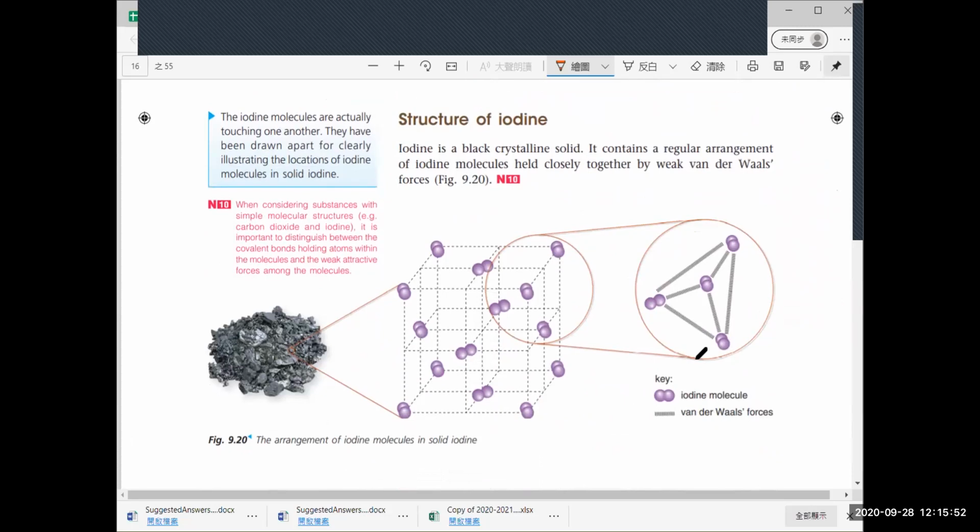Now take a look at this diagram. Please put a star here, and you need to draw. If you are asked to draw the structure of iodine, what structure do you find? Yeah, a framework very similar to sodium chloride, isn't it?